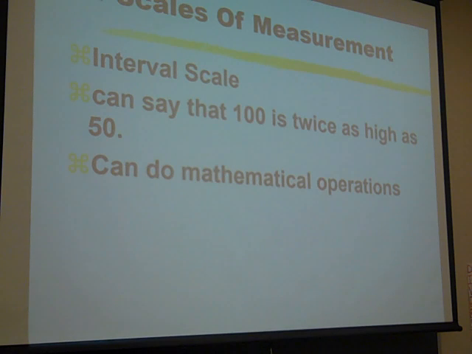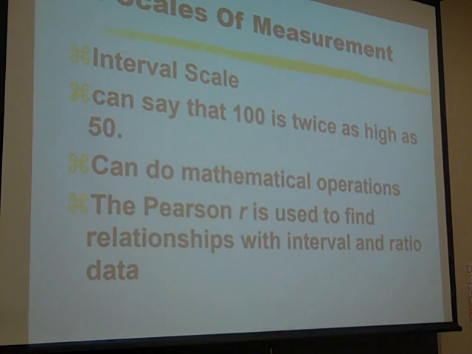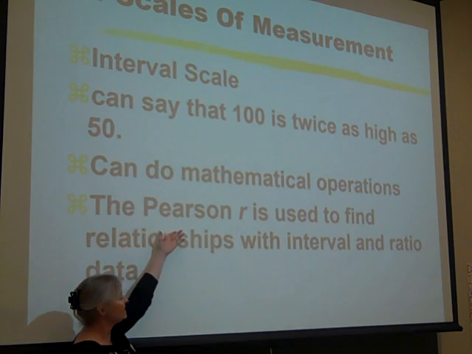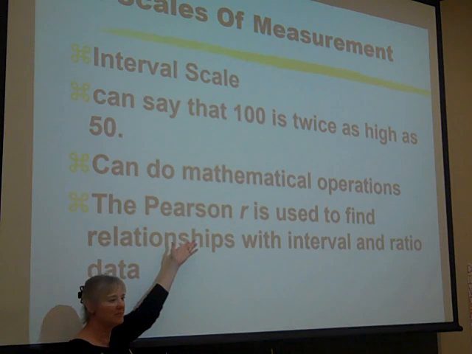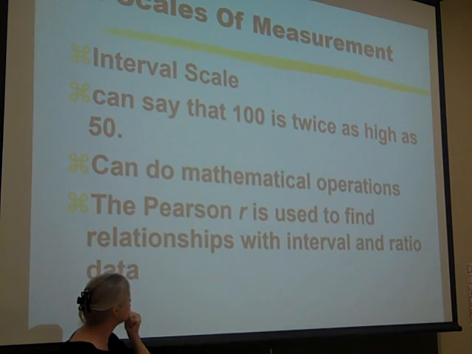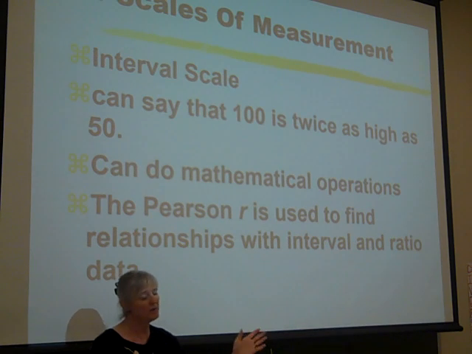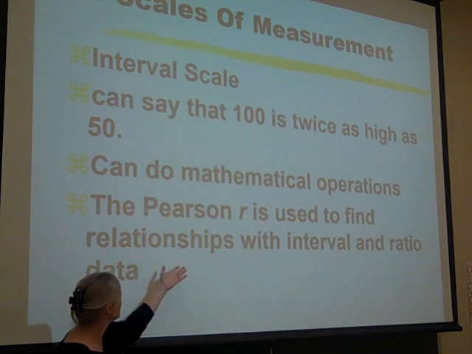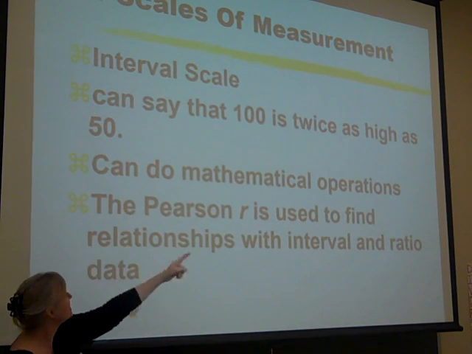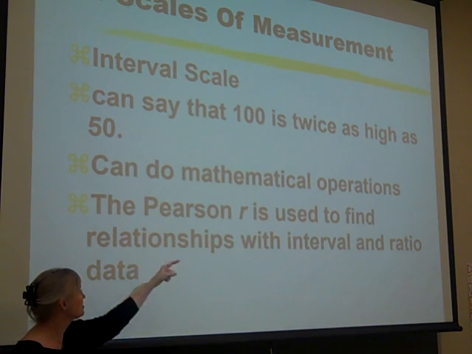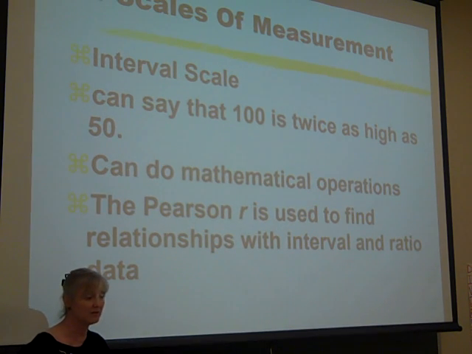The last one is ratio. Oh, forgot about the man. Guess what the last name is of the man that came up with this statistic? Pearson. So Mr. Pearson said, yeah, it's great that we have the Spearman rho for ordinal data, but we need a statistic that determines relationships with interval and the last one, ratio. And the Pearson r is used with those two.